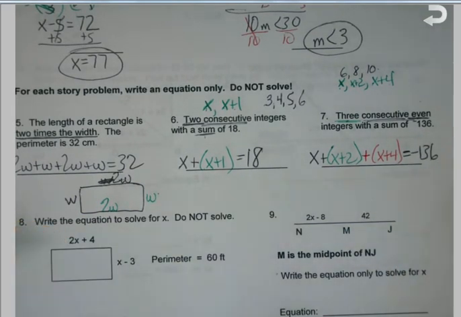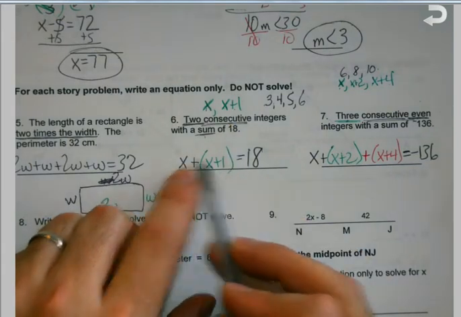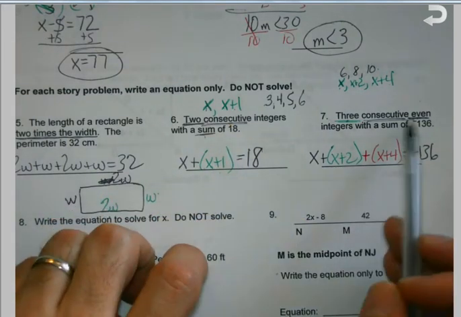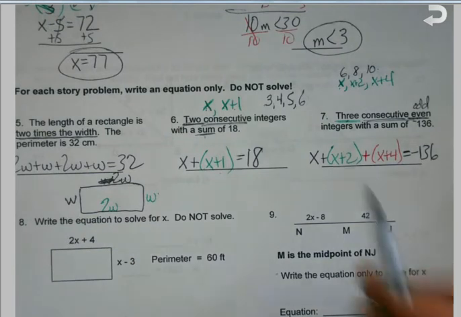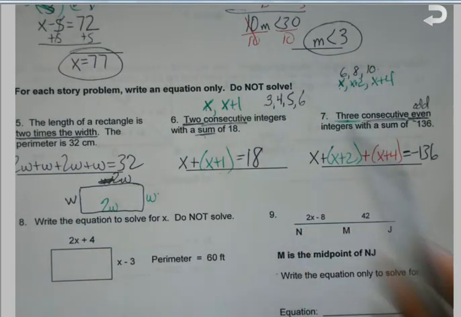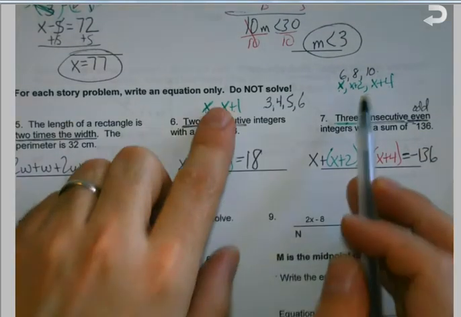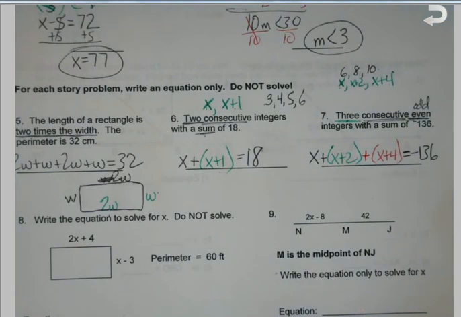Again, you don't have to solve it. If it's just consecutive, I add 1 to each number they ask me. If it says even, or if it says odd, I'm going to add 2 each time. And if you need to write some numbers down, some evens or some just counting numbers to kind of get you thinking about it that way, that's okay. But I know we did this on the note sheet. Just saying.